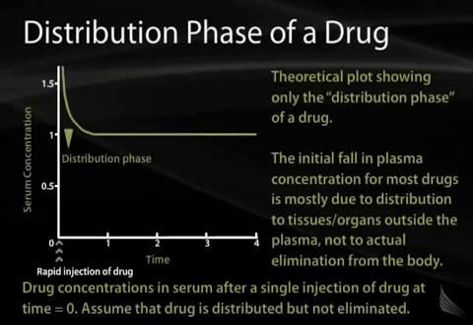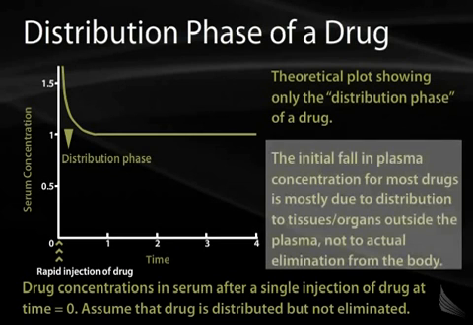The distribution phase of a drug involves a decrease in the serum concentration to a steady state. The flat line here in this chart shows that over time, the concentration of a medication in the serum will come down and reach a steady state and then eventually taper off as it is metabolized. The distribution phase involves the drug distributing itself to different organs and tissues outside the plasma.